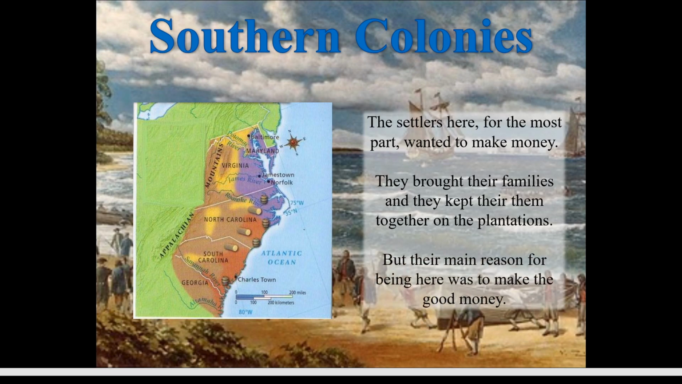Right, southern colonies then. The settlers here, for the most part, wanted to make money. They brought their families and kept them together on the plantation. Their main reason for being here was to make good money. They had different reasons for coming here, and if you look back, you will find out that they actually had different reasons.